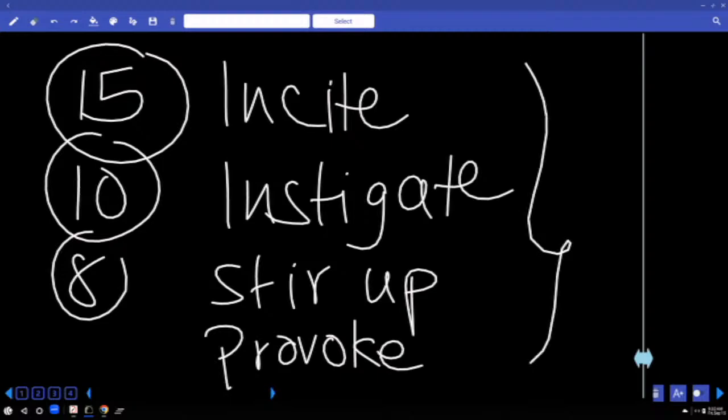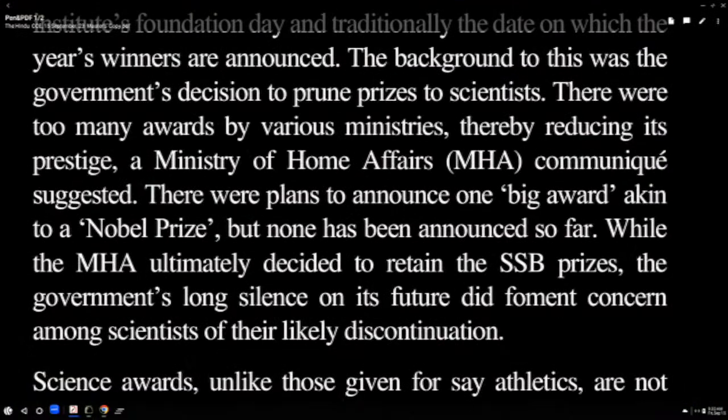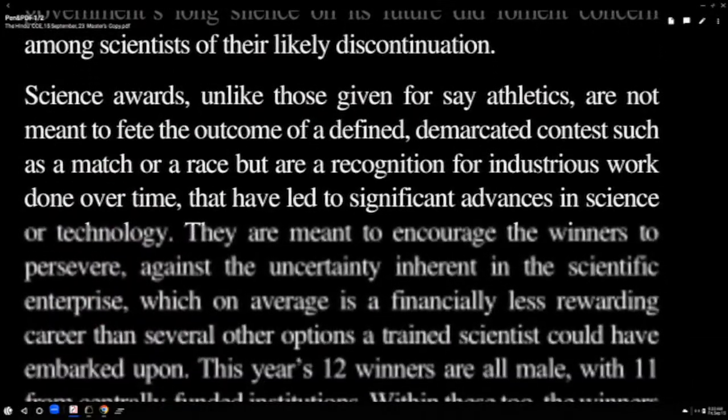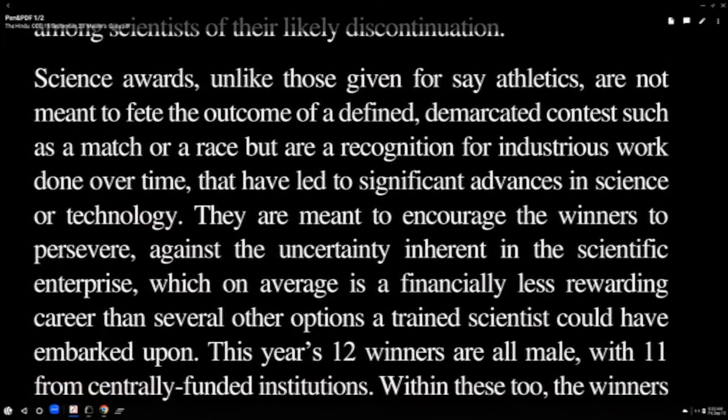So no response from the scientific community. Have you copied all these words? Here it says, the government's long silence on its future did not foment concern. No reaction among scientists of their likely discontinuation. Underline the word among. Tell me what is the difference between and among. Between goes with two things or two persons. Among, more than two. You all can answer, I know for sure.